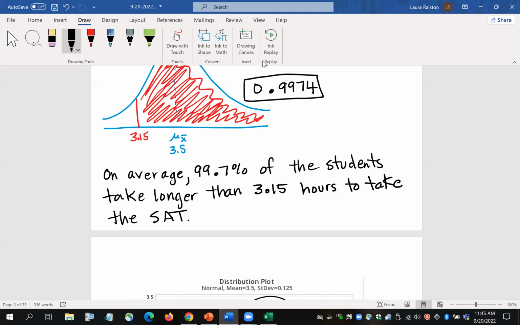Okay, so that's the central limit theorem for the mean. And again, it will say the word mean or maybe the word average in the description of the problem.